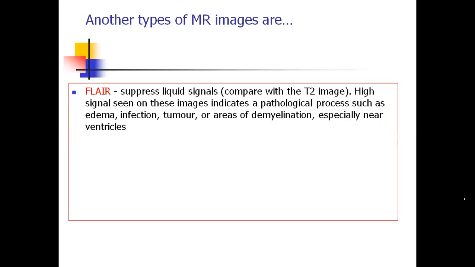Another type of magnetic resonance images is so-called FLAIR modality with suppression of liquid signals compared with the T2 weighted image. High signal seen on these images indicates a pathological process such as edema, infection, tumor, or areas of demyelinization, especially near ventricles.